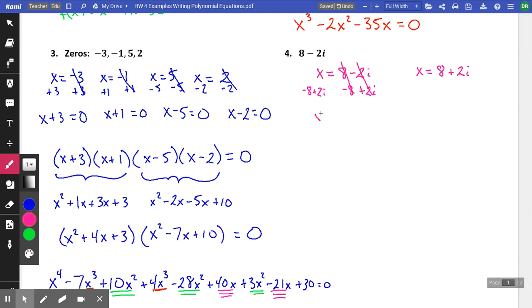And we get x minus 8 plus 2i equals 0. Okay. And then same here. How do we cancel 8? We'll subtract. How do we cancel a positive 2i? We subtract. And that would mean we would do the same thing on this side. So we get x minus 8 minus 2i equals 0.